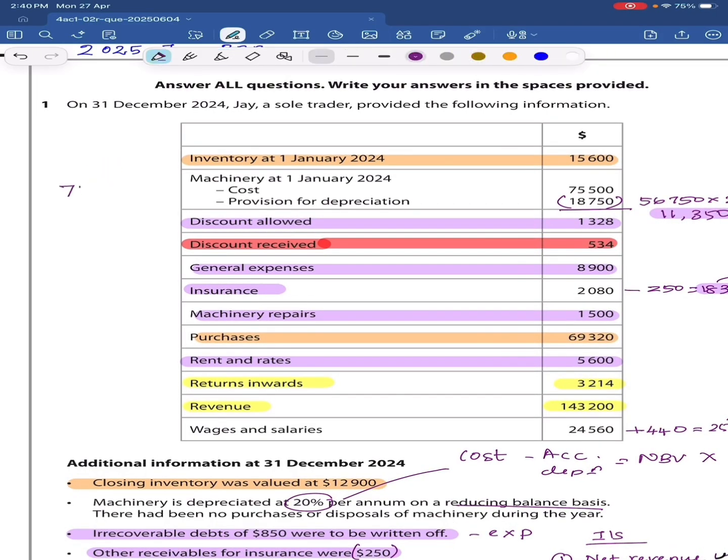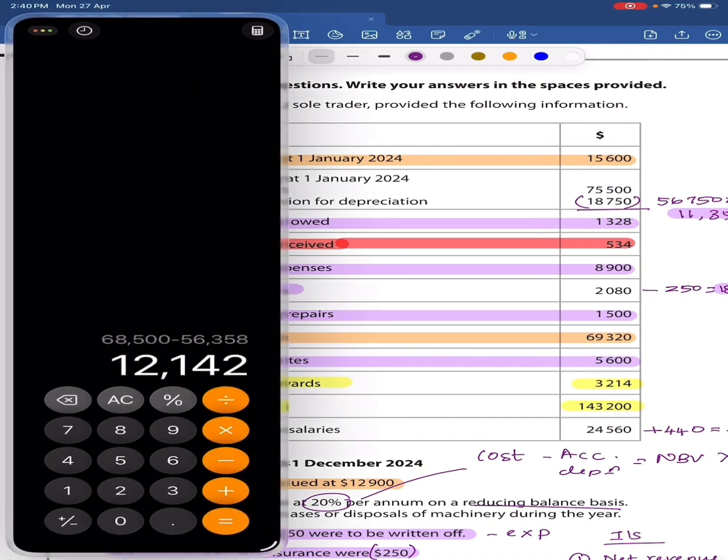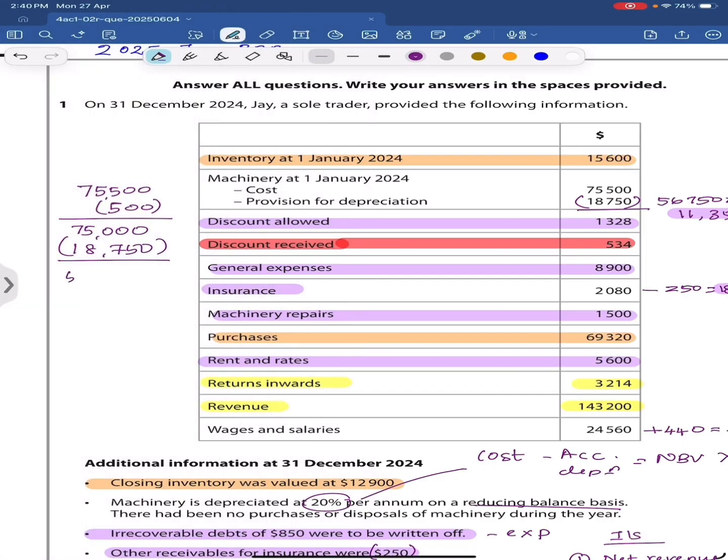So it's 75,500 was the cost given. 500 was written as a non-current asset. Remove it. Therefore 75,000, and then take away the depreciation 18,750 in order to calculate the depreciation. So let's calculate it. So 75,000 take away 18,750, which should be 56,250.